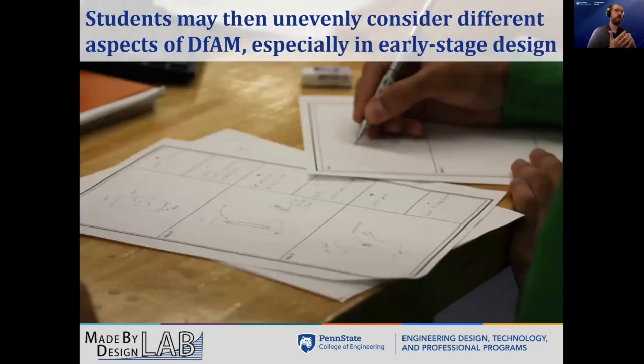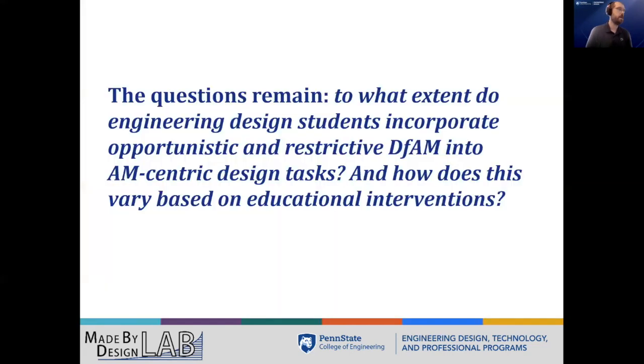And the problem here is that if we don't address both sides of this when we're educating designers for additive manufacturing, it's possible that they're going to unevenly consider the different aspects of design for additive manufacturing, especially in early stage design when they're not turning to all the optimization tools, right? It's just, what sort of concepts can I come up with off the top of my head?